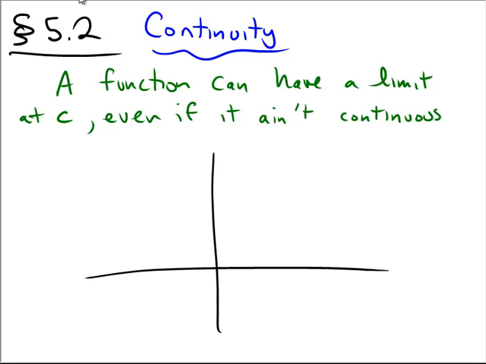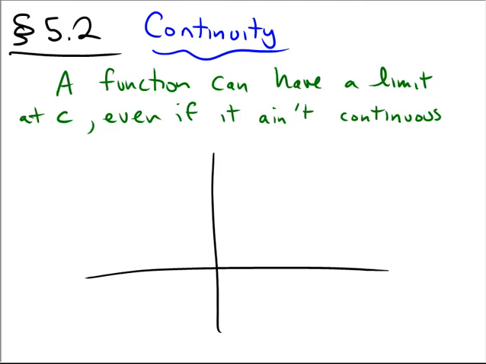Okay, today let's talk about continuity, section 5.2. Last time we were talking about limits existing, and this time we're going to be talking about continuity, and the two are married together. But remember that a function can have a limit at c even if it isn't continuous.